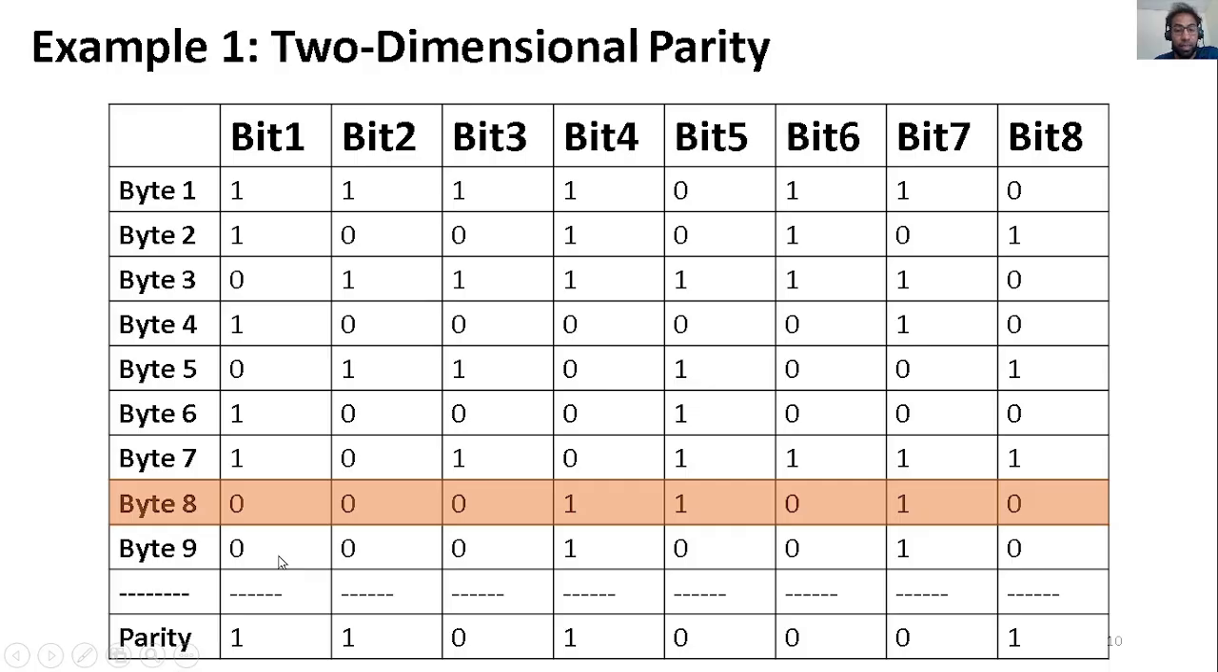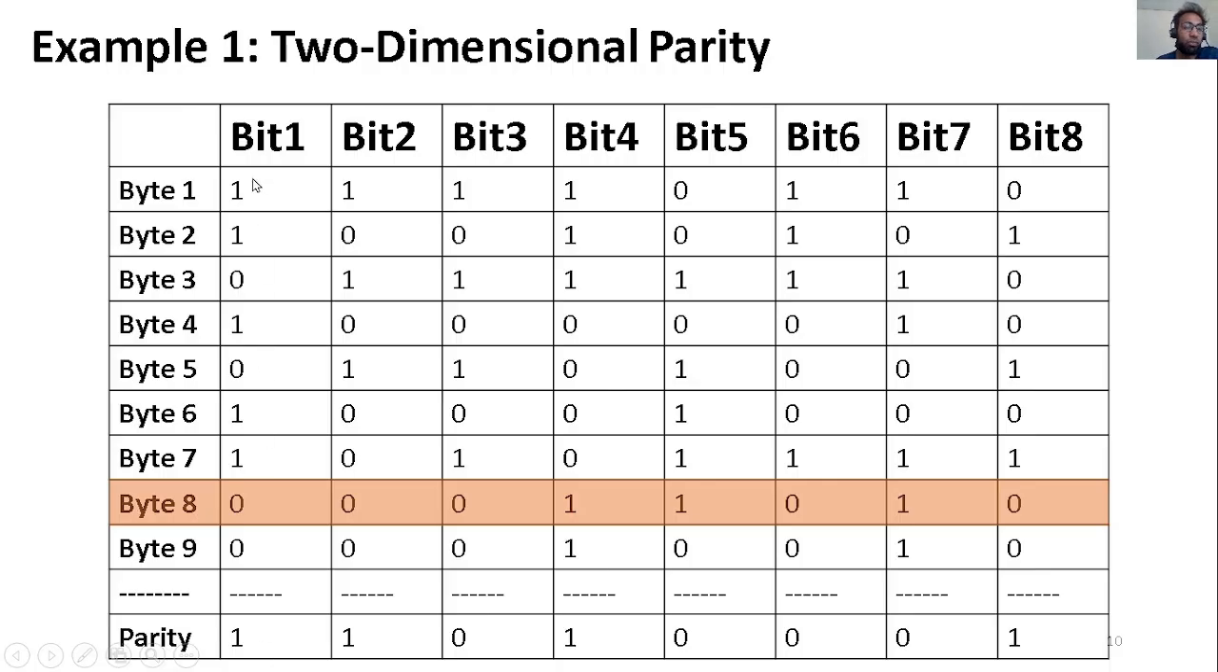Let's see about the ninth byte. Does it contain any error? No, it contains no errors as the number of ones is 2. The even parity is agreed, so we have the parity bit as 0. And this is our parity. Now we are going to go for the column parity.